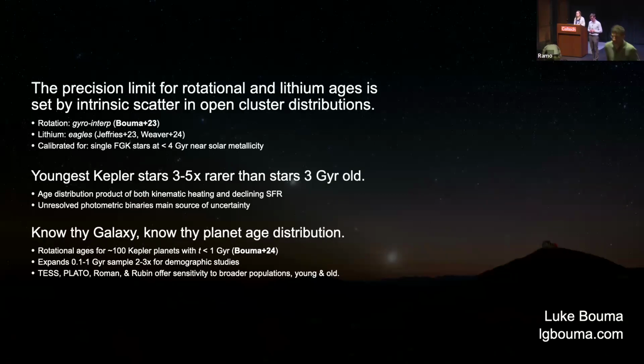Thanks, Luke. Dan Huber, Hawaii. So the Kepler target selection was complicated. So what about the stars that weren't selected? Are we sure that the age distribution of the stars that were actually observed are representative of the field in the Kepler direction? Could you say a little bit more about any specific selection biases that went into the Kepler selection?